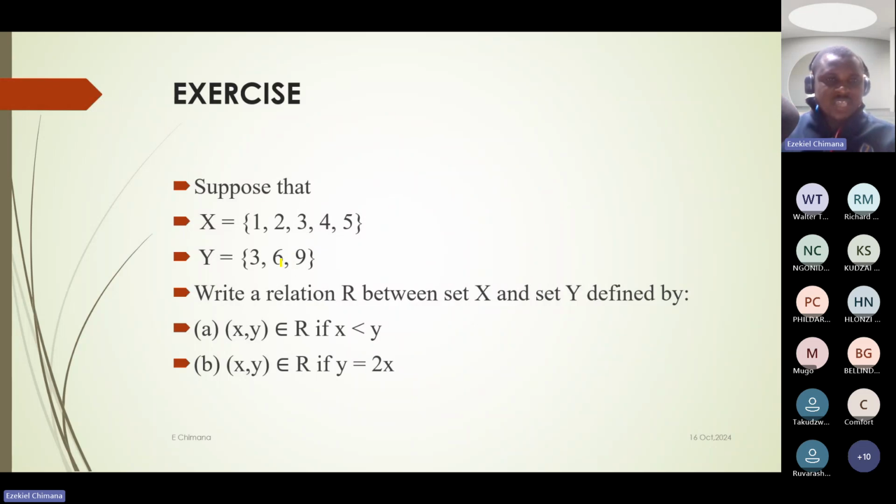So this is an exercise. Suppose we have X as 1, 2, 3, 4, 5, and Y as 3, 6, 9. Write a relation R between set X and Y defined by, firstly, (x, y) is an element of R if x is less than y, and then (x, y) is an element of R if y equals 2 times x. So what can we have as our relation at A here?